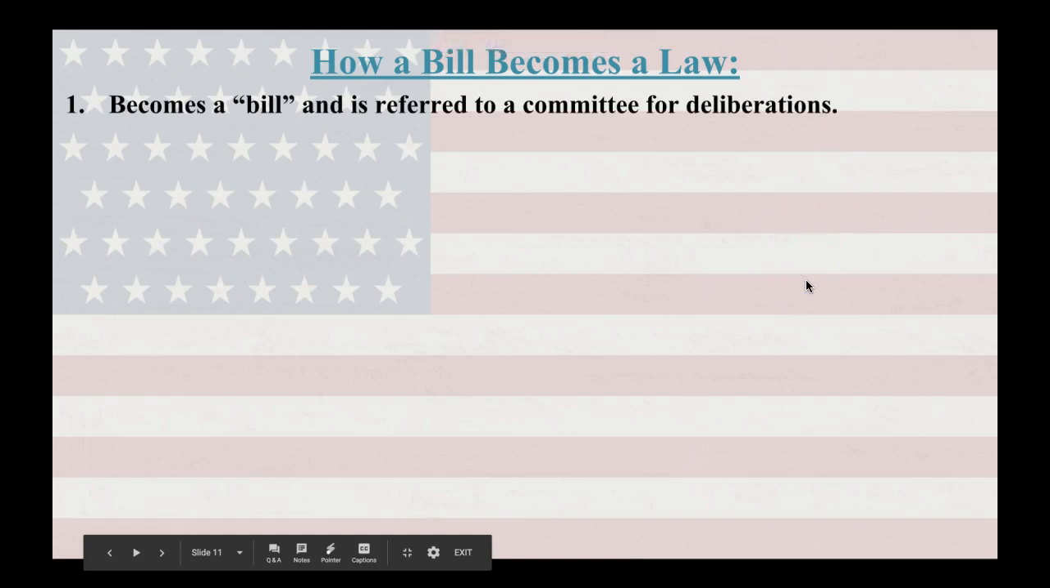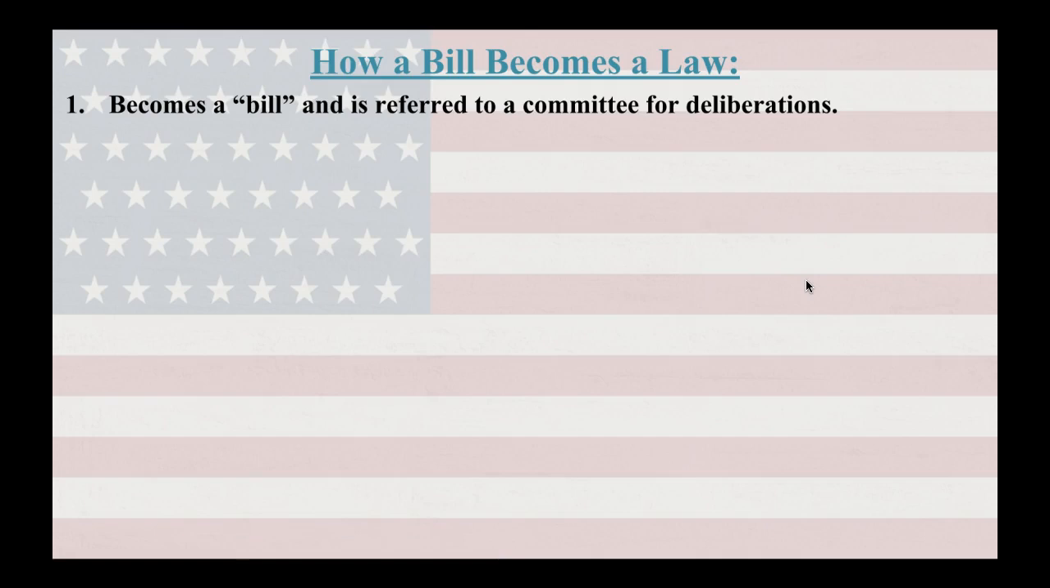Okay, so the president or an agency can craft a piece of legislation, but it is not a bill until it is sponsored and introduced in a chamber by a senator or a representative. So only a senator or a representative can actually introduce a bill into Congress. And so it becomes a bill and is referred to a committee for deliberation. And as we discussed, there are specific committees for different subjects, and no floor action on a bill can be taken until a committee has taken it up and deliberated.